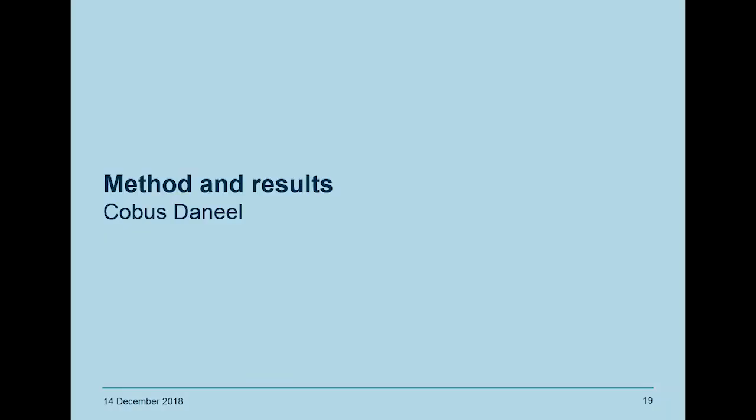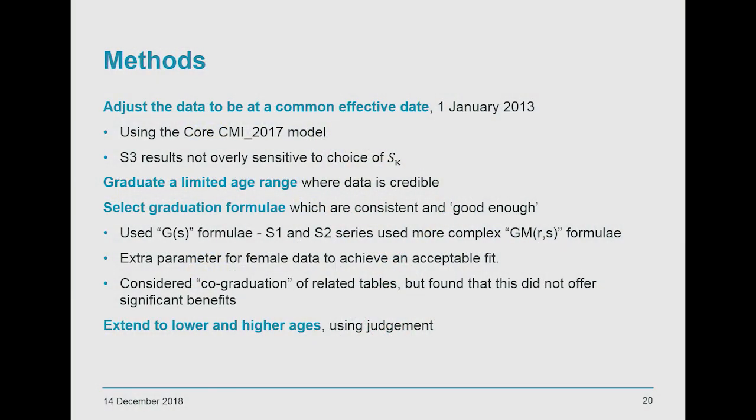So next I'm going to talk a bit about the methodology, other bits that we went through, and particularly where they differed from the S2 tables. And I'll start by talking about the graduation ranges. So typically pensioners, we graduate over a range of 60 to 95, dependents over a range of 45 to 95. That's where we've got enough data.